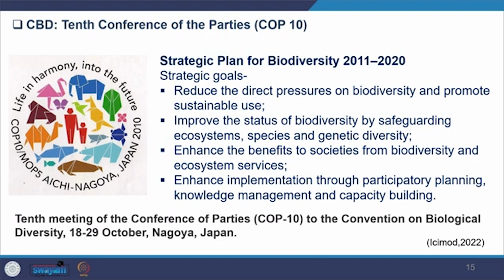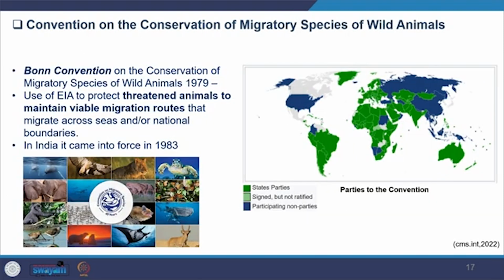So, it's just not one-sided, but then how the benefit would be improved for the society from the biodiversity and ecosystem services, and enhance implementation through participatory planning, knowledge management and capacity building. So, how people have to be involved, how the knowledge has to be managed and how the capacity of the people has to be built. So, we also see that Bonn Convention, which was on conservation of migratory species of wild animals, 1979.